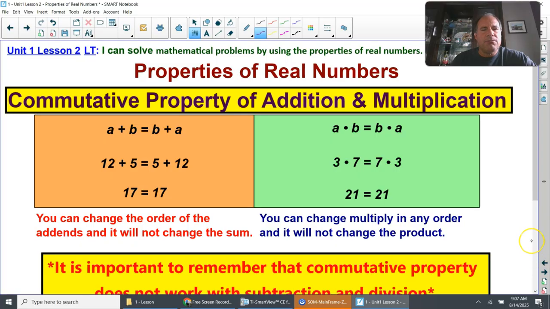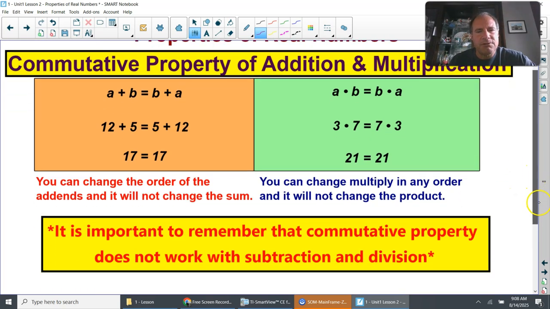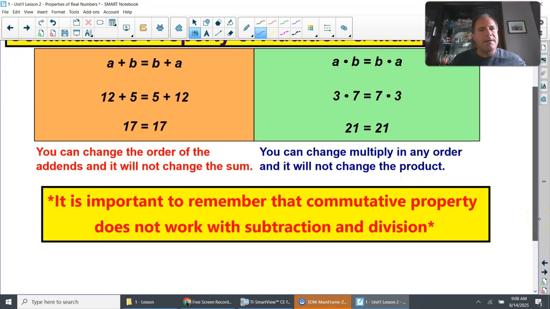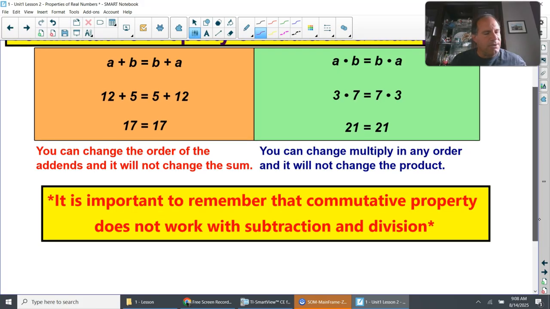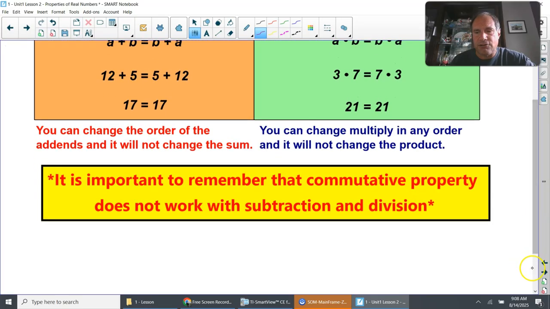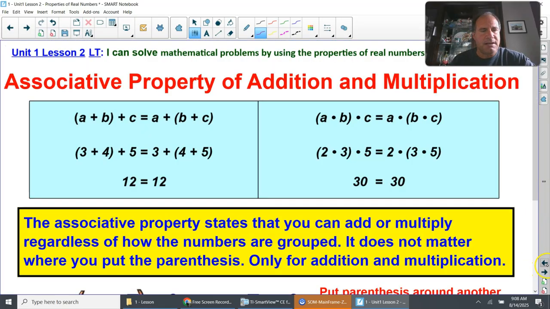All right. So here are the properties of real numbers. The commutative property of addition and multiplication just says that you can change the order that you're adding or multiplying. It would equal the same thing. So you can change the order. The addends will not change the sum. And you can multiply in different orders and it will not change the product. It's important to remember that the commutative property does not work with subtraction or division. All right, just like that do now, it does not work.